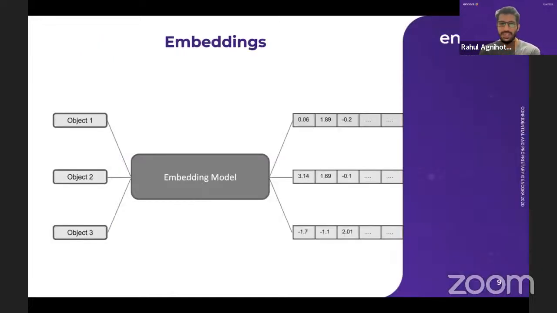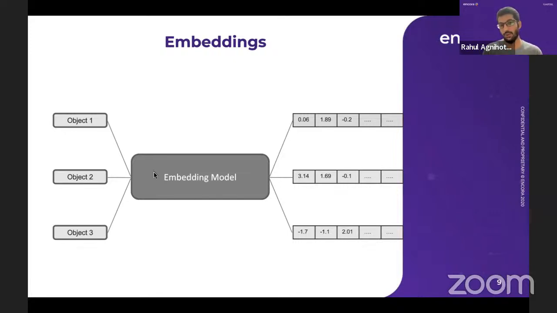Here, I'm just trying to illustrate what embeddings are, right? So there's an object one. This object could be anything. It could be text. It could be an image. You have an embedding model. Embedding models are basically pre-trained on large amounts of data, for example BERT or the Instructor embedding model. There are a lot of models available, so you need to use an embedding model.